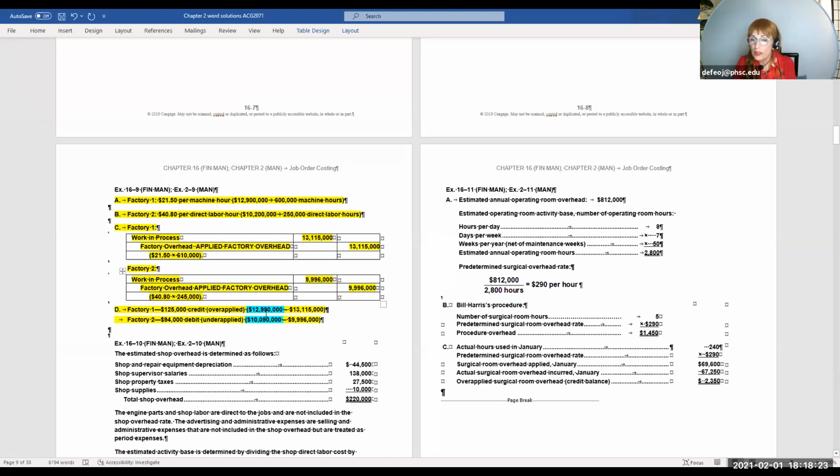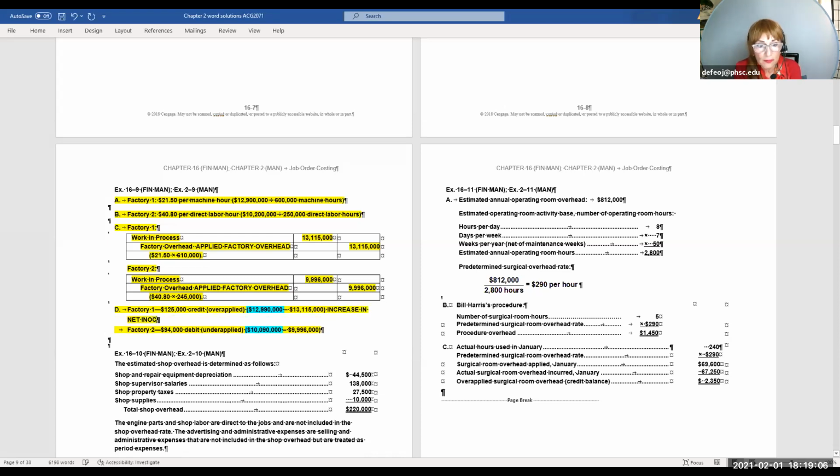Then when the actual numbers rolled in, we found out that we recorded too much factory overhead to factory one. And we recorded too little overhead to factory two. So we ended up with 125,000 over applied and 94,000 under applied. So does everybody follow that? This is going to be an increase based on that problem we saw. This will be an increase in net income of $125,000.